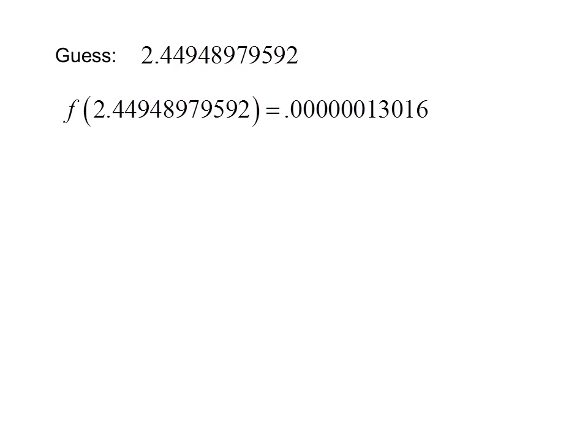Now we take this guess and put it into our original function. And our answer becomes 0.000000130016, which is amazingly close to 0. Now, of course, we used our calculator, but given enough time, this problem could have been worked by hand, which is what you would have needed to do before the invention of the calculator or computer.